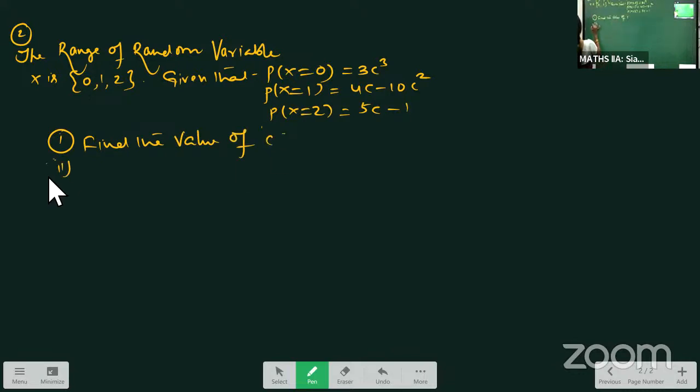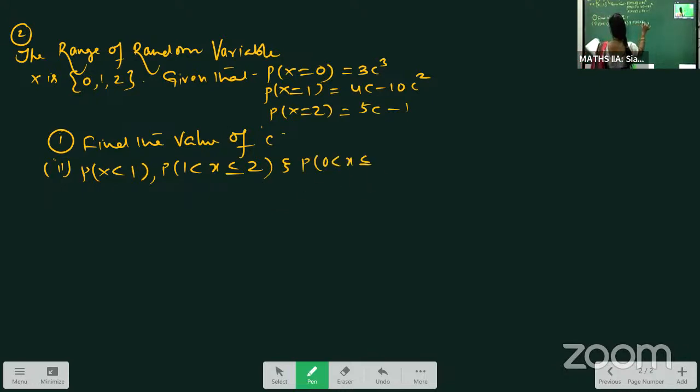And number 2: P of x less than 1, P of 1 less than x less than or equal to 2, and P of 0 less than x less than or equal to 3. Just now we have completed the same model question. c is equal to how much did we get? 1 by 3. The same thing continues here. So there is no need to go for the first one. I am not explaining problem number 1 because I have just explained the same thing. So I am going directly to the second one.